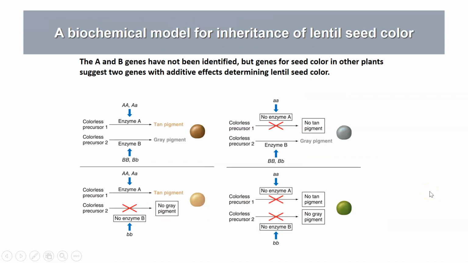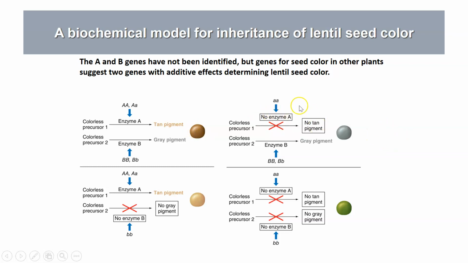Why is that? That's because there's interaction between these two genes in producing the phenotype. And the interaction is this. Gene A encodes an enzyme that's responsible for producing the tan pigment. Gene B produces an enzyme that produces the gray pigment. If both of these enzymes are present in formation of the seed, they combine to form the brown phenotype.